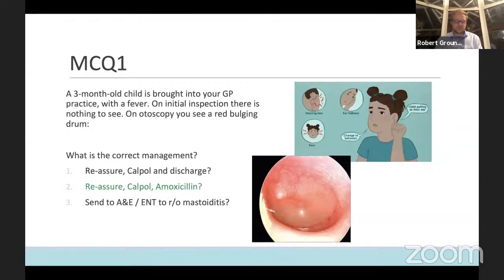Thumbs up. So in this one, it is giving them some antibiotics just because they're under 6 months old and they're a bit at higher risk. If they were over 6 months and there's otherwise nothing to see except otoscopy, then you could just reassure, Calpol, discharge. Certainly, if there's nothing to see, you wouldn't be thinking about mastoiditis.